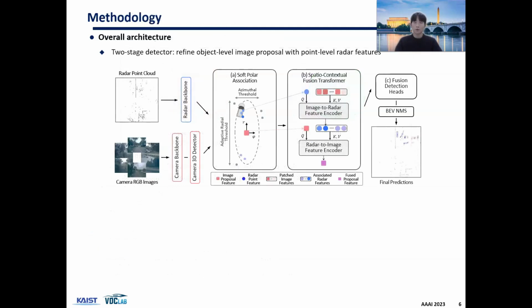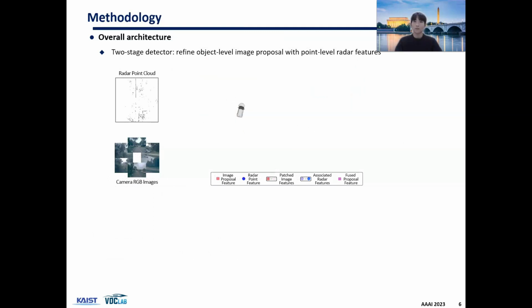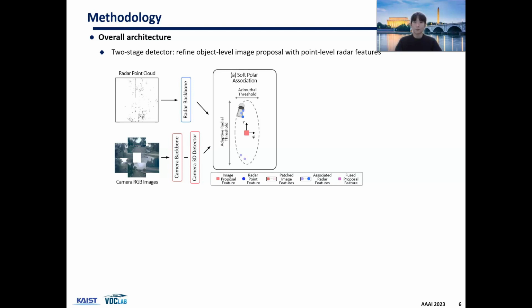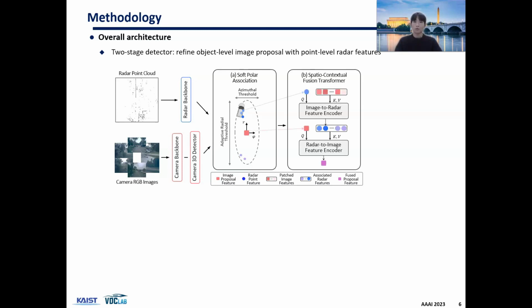The proposed method has a two-stage architecture. Given 6 surrounding images and radar points as input, we first predict 3D object proposals using a lightweight camera-only 3D detector. After that, we extract radar point features and associate radar points around each 3D image proposal with a soft polar association. Then we use consecutive cross-attention modules to exchange the spatial and contextual information from camera and radar features. And finally, the fused object features are refined to output a more accurate final prediction.